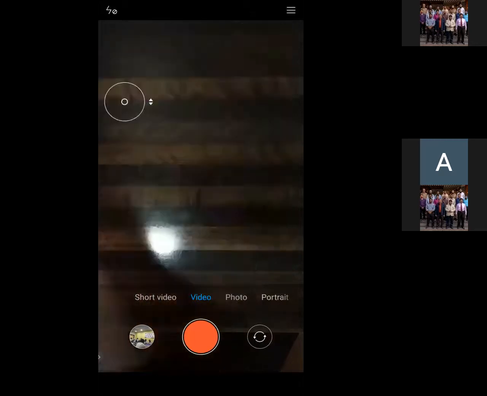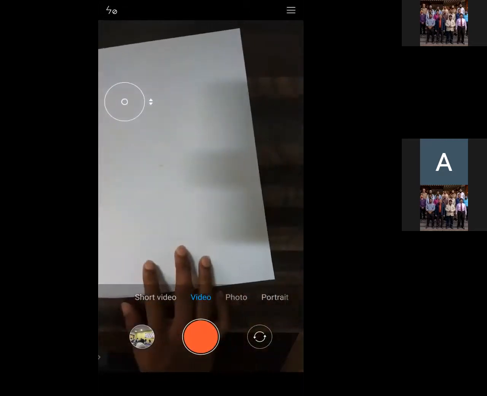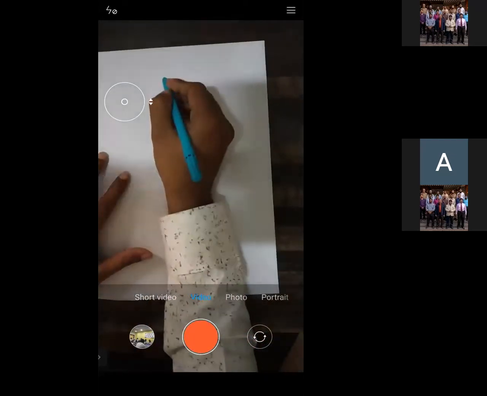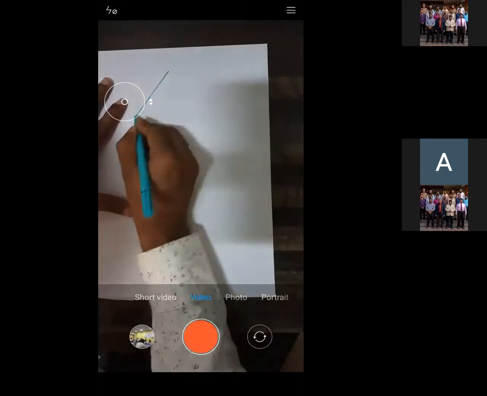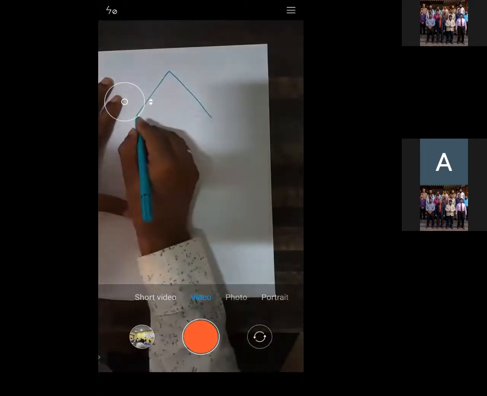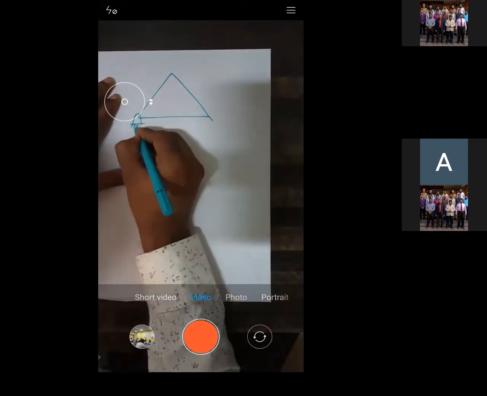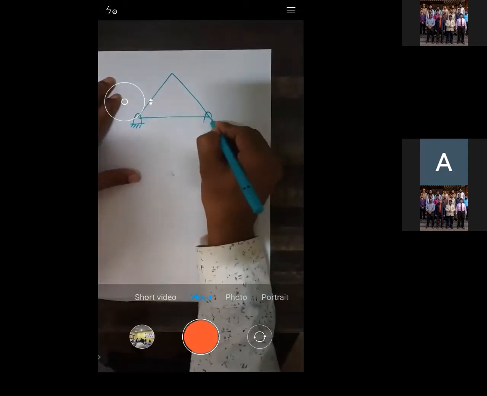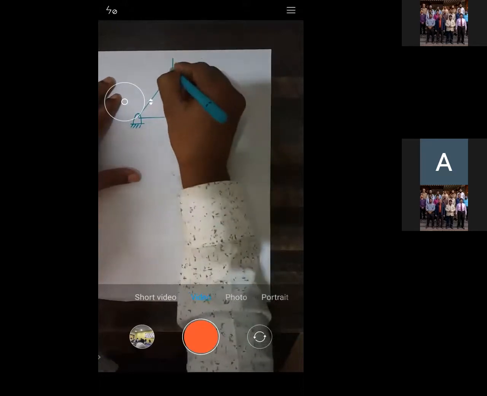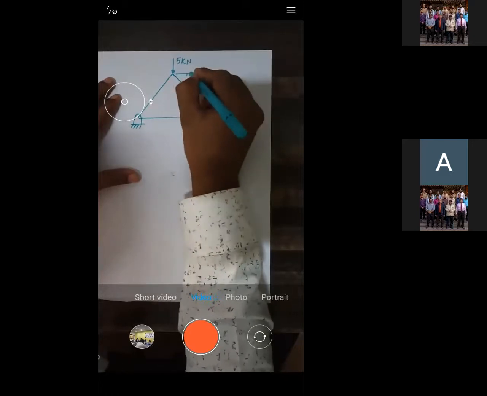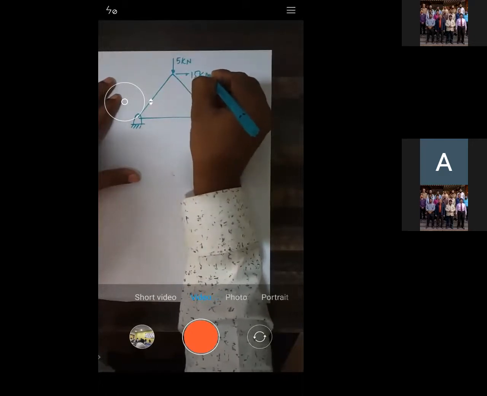Okay, let me draw one more diagram. Now this is the time you should tell me how I should number it. We'll just take some diagram. This is the diagram where it is fixed. At this point they have a roller. At this point they applied 5 kilonewton. At this point they have applied 15 kilonewton.